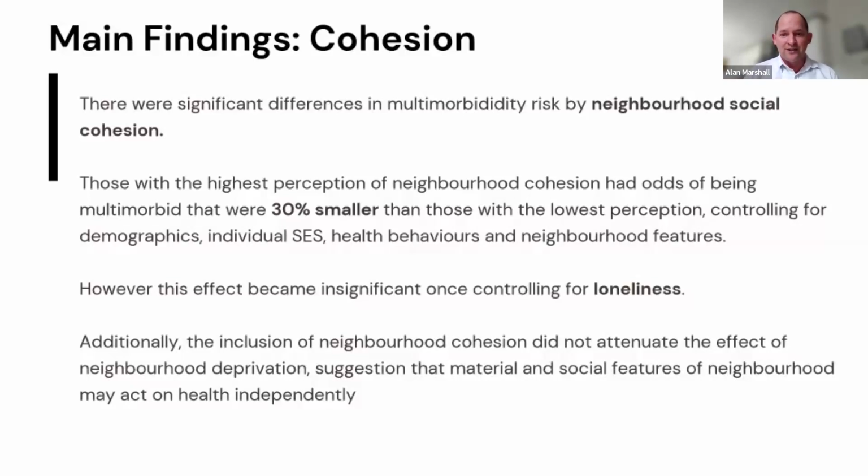We also found that including neighbourhood cohesion in our models didn't affect the association between neighbourhood deprivation and multimorbidity. And again, a possible conclusion here is that the material deprivation and the social features of neighbourhood may be acting on health independently. So you may live in a deprived area, but if you also view that area negatively, then that's a kind of double disadvantage in terms of risks of multimorbidity.